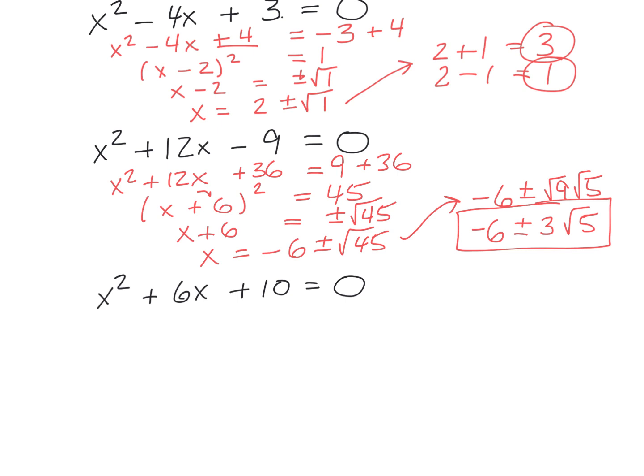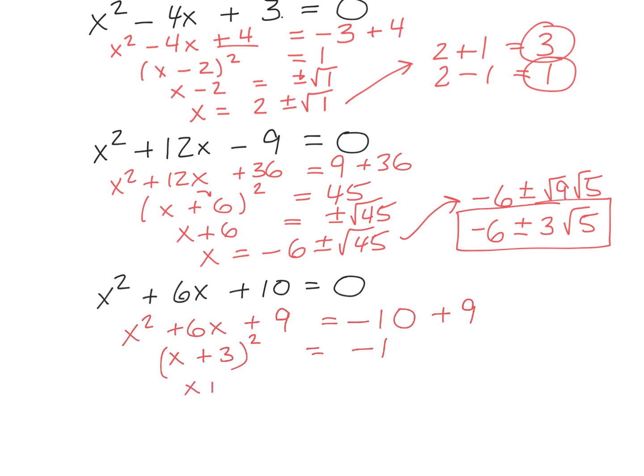This last example, I'm going to subtract 10 from both sides. I'm now going to complete this square, so I'm going to need half of b squared, which is 9. I'm going to add that to one side, to the other. So this side's going to be x plus 3 squared, because that's a perfect square trinomial now. Negative 10 plus 9 is a negative 1.